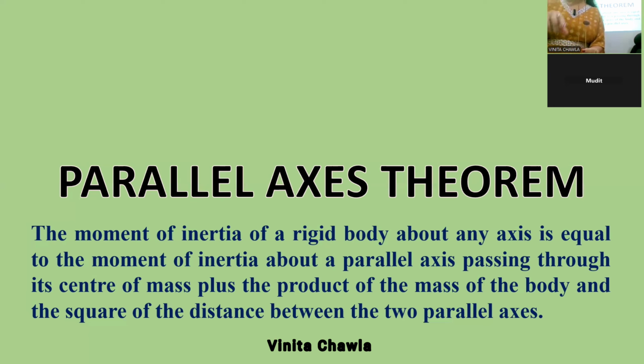Now, read the statement again. Moment of inertia of a rigid body about any axis is equal to the moment of inertia about a parallel axis passing through the center of mass. That means moment of inertia about this axis is equal to the moment of inertia about the axis which is passing through the center of mass, and plus means we are adding something to it, the product of the mass of this body and the square of the distance between these two parallel lines.